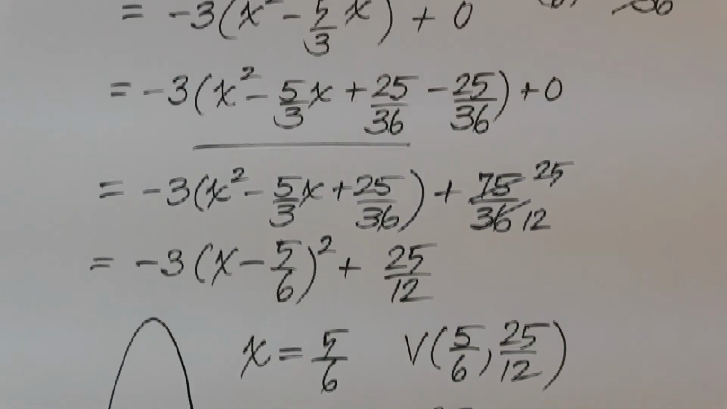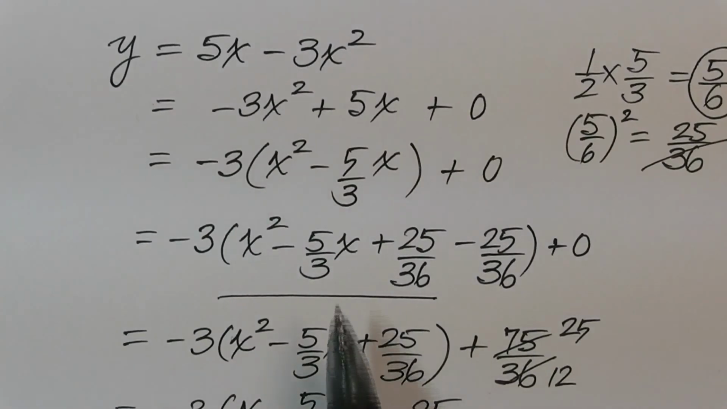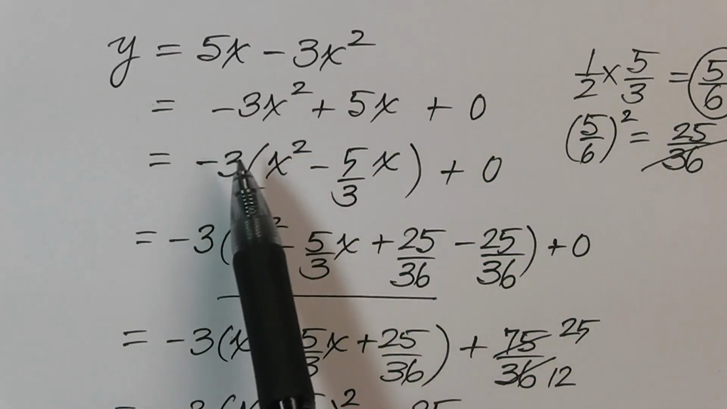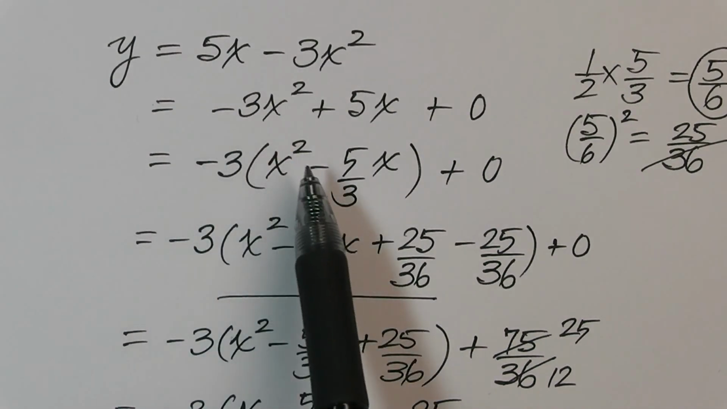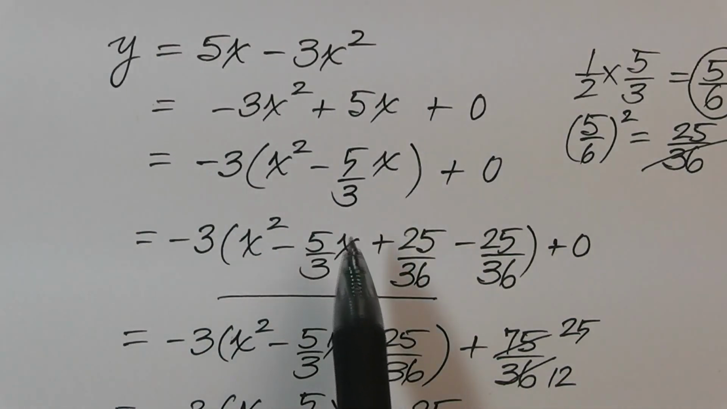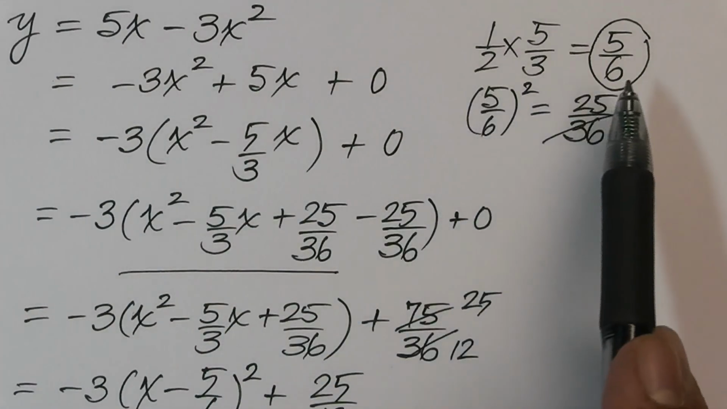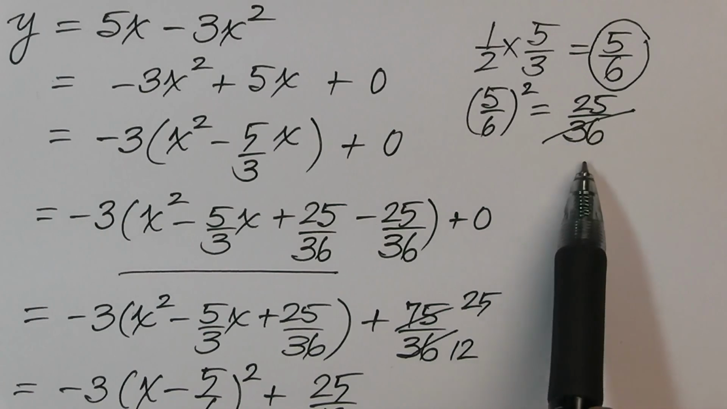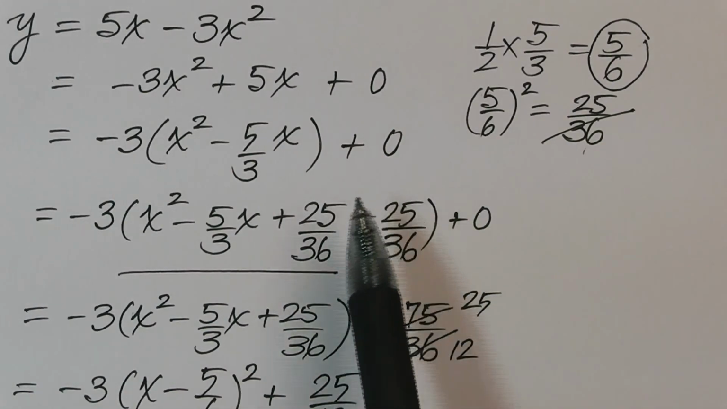So what were those steps again? First I had to make sure I rearranged it so that it was x squared, x, and a number. I factored out the negative 3. Negative 3 times x squared will give me that. Negative times negative positive. 3 times 5 over 3 will give me 5x. I then take my 5 over 3 and I multiply it by a half to get 5 over 6. I square 5 over 6 to get 25 over 36, which gets added and subtracted inside the brackets.